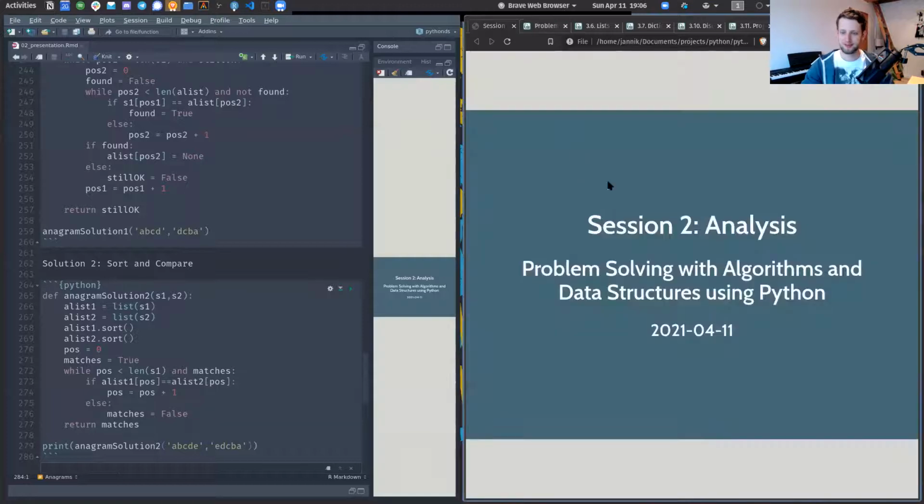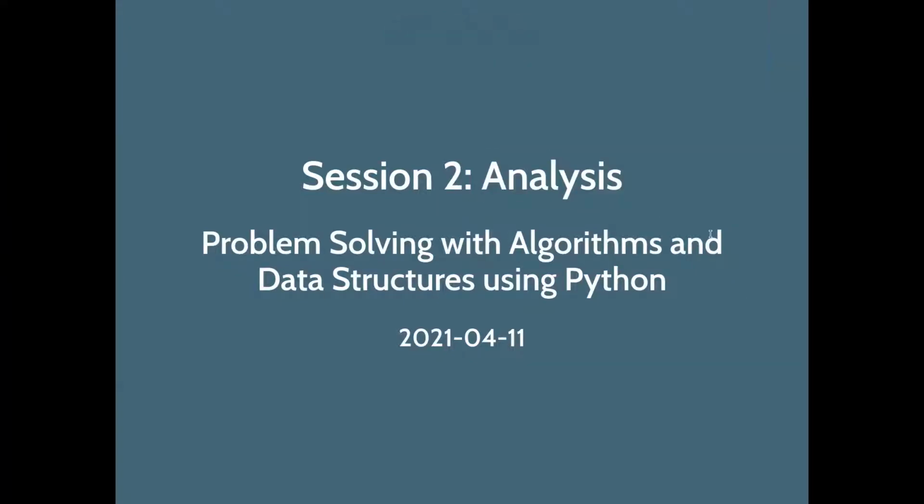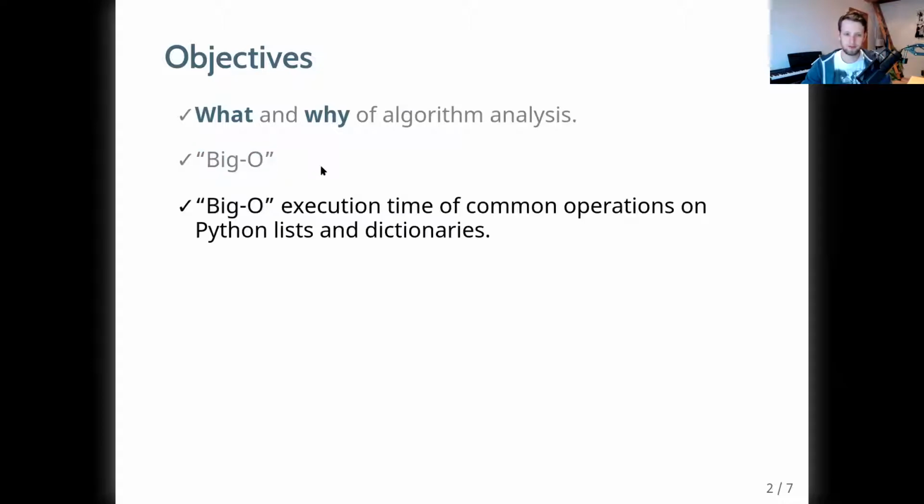Right. So in session 2, we will be talking about the analysis chapter. And just for a quick overview, I copy and pasted the main objective that the author put in the book. So the idea is to talk about the what and why of algorithm analysis. And for this, we sort of need to talk about what an algorithm is. And then we get straight to big O notation and talk a bit about the big O execution time of common operations. Especially we'll talk about lists and dictionaries.